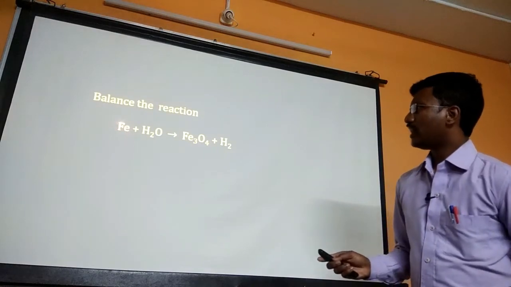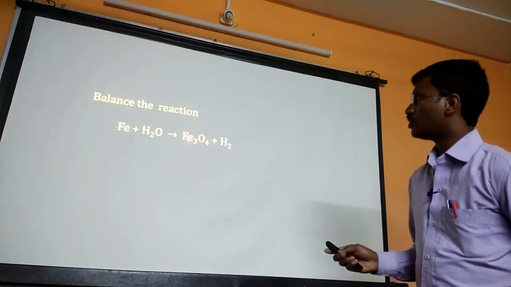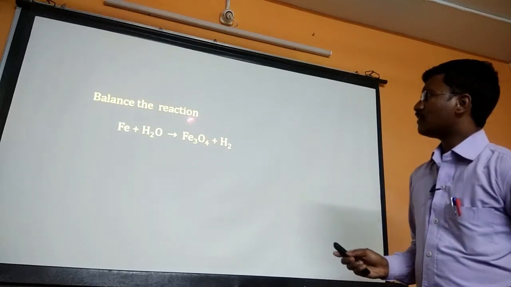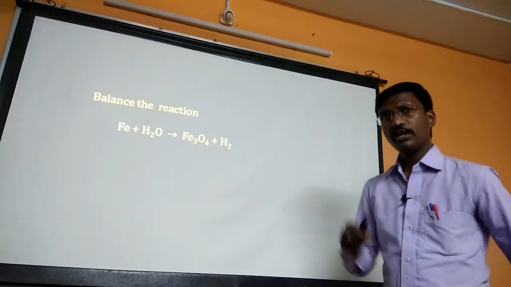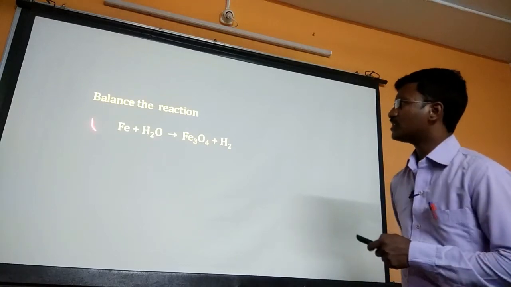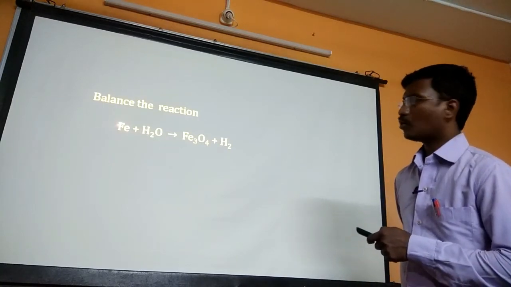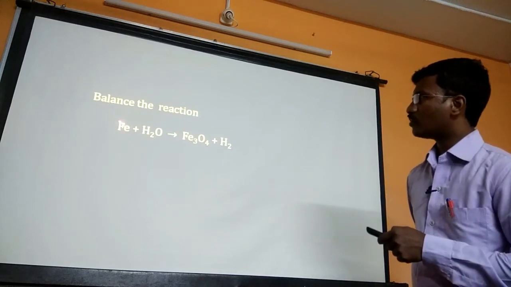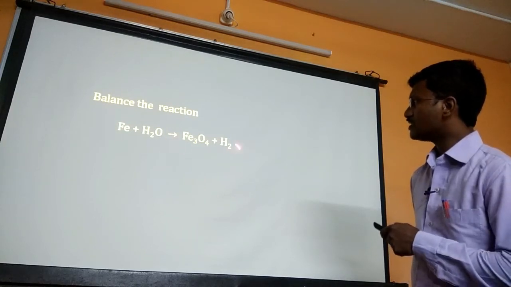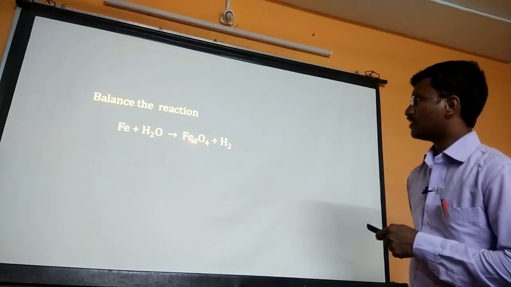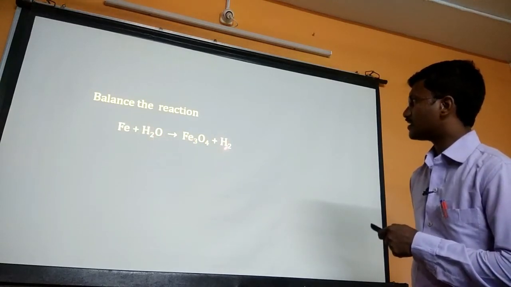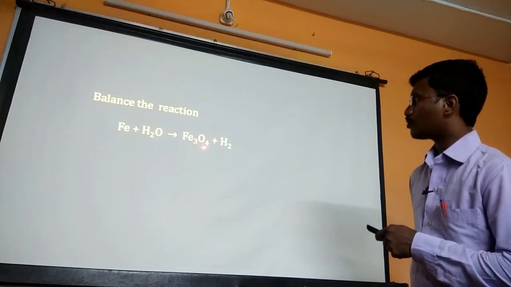Just look here, when iron combines with water molecules it gives Fe3O4 plus hydrogen H2. To balance the chemical reaction, first you have to check whether the reaction is balanced or not. The reactants are Fe and H2O. Go through one by one. In the reactant, the first element is Fe. How many Fe are there? In the reactant it is only 1. In the product it is 3. Fe here is 3 and here it is 1. The number of hydrogens is 2, and here it is also 2. Oxygen is 1 in the reactant and 4 in the product.